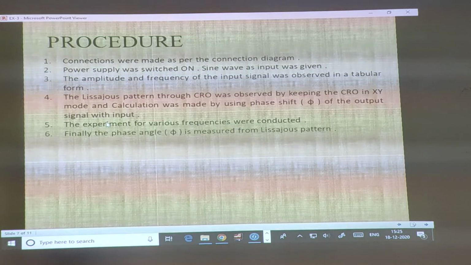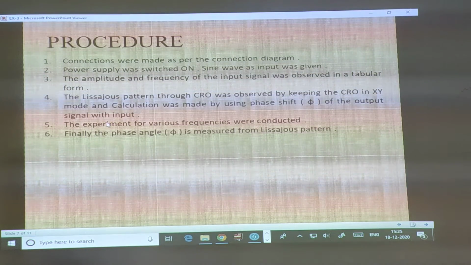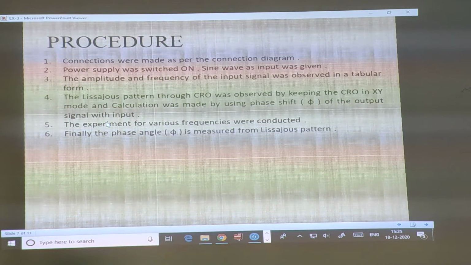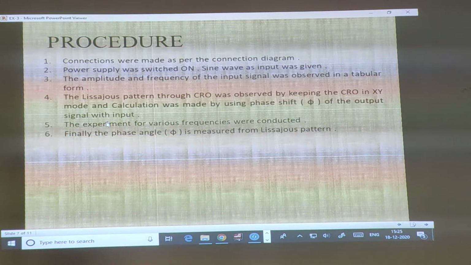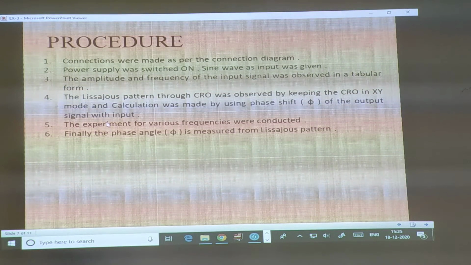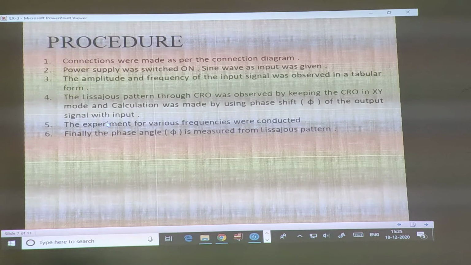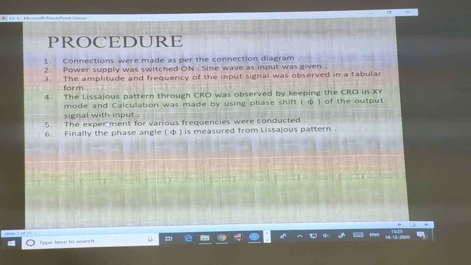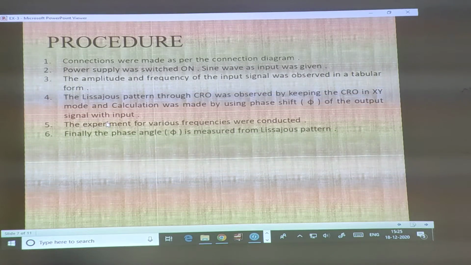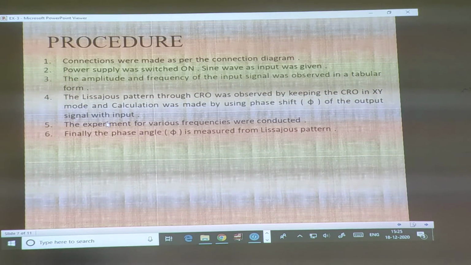The Lissajous pattern through CRO is observed by keeping the CRO in XY mode, and calculation is made by using phase shift of the output signal with the input. Then the experiment for various frequencies is conducted. Finally, the phase angle phi is measured from the Lissajous pattern.